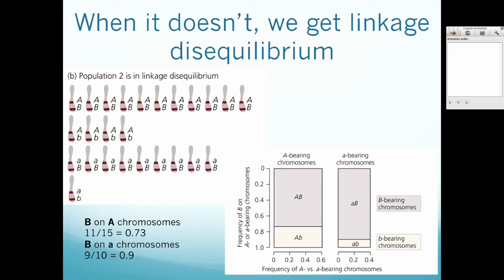When we don't see a random occurrence of A and B together, then we have linkage disequilibrium. So in this case, big B is found on 11 out of 15 big A chromosomes, but big B is found on 9 out of 10 of little a chromosomes. So big B is associating with little a more frequently than it's associating with big A. And then we say that there is linkage between the A and B loci.